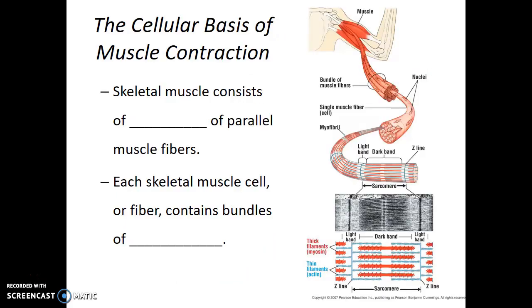Skeletal muscles consist of bundles of parallel muscle fibers. Now, muscle fibers are the names of the muscle cells that make up our skeletal muscles. Each skeletal muscle cell or fiber contains bundles of myofibrils. A myofibril is an organized section of actin and myosin filaments that allow for contraction.